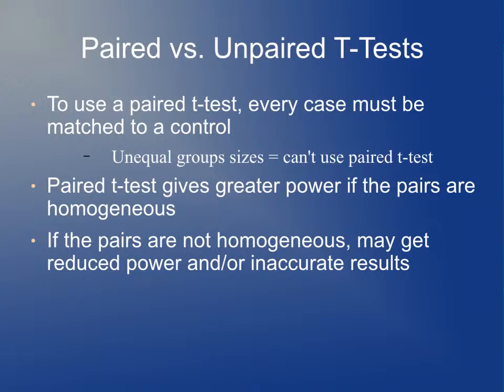A paired t-test generally will give you better power and better results if the pairs are homogeneous. If they're not homogeneous, then you can get reduced power or spurious findings.